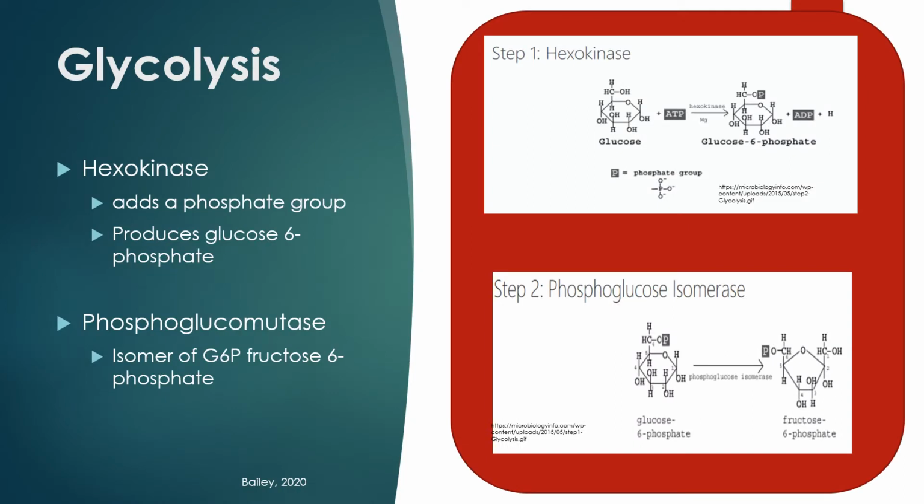Okay, step 1 of glycolysis uses the hexokinase to phosphorylate, or add a phosphate group to, the glucose. The phosphate group is going to come from ATP that was added to start the process. Step 2 is going to isomerize the glucose 6-phosphate into a fructose 6-phosphate. And remember, it has the same molecular formula, but it has a different shape.